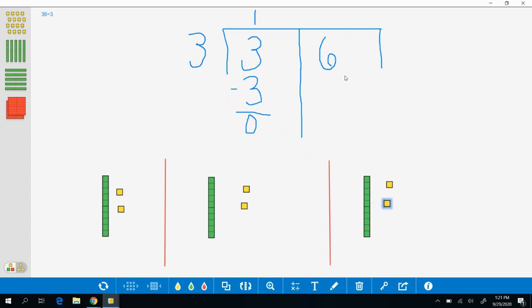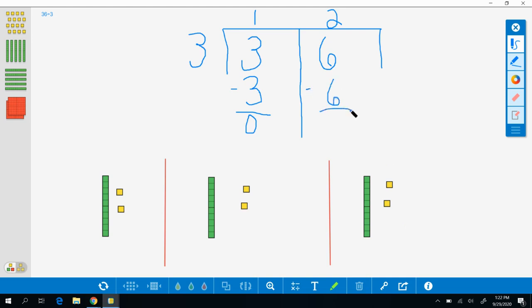Okay, but in this case, we had 6 ones. We split them up into 3 equal groups, and how many ones are in each group? Yes, there are 2 ones in each group. 3 groups of 2 ones are 2, 4, 6, and so we can subtract 6 minus 6, and we get 0. Are there any ones left here? There are 0 ones left here. So 6 minus 6 equals 0. So the answer to our problem, 36 divided by 3, is 12. 12 is our quotient in this case.